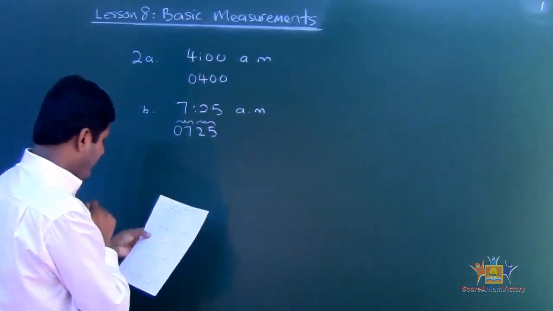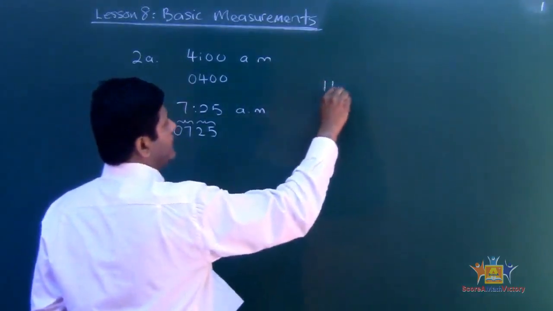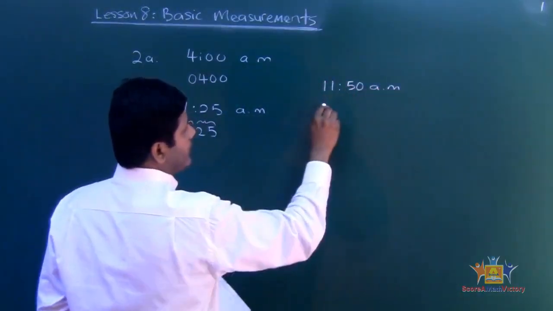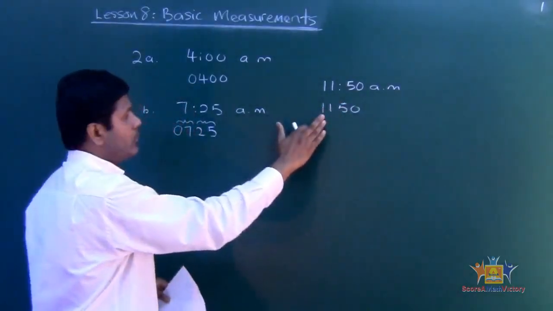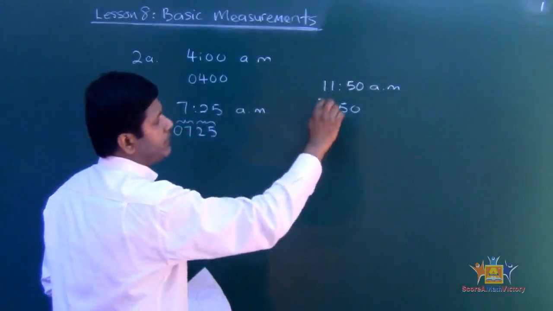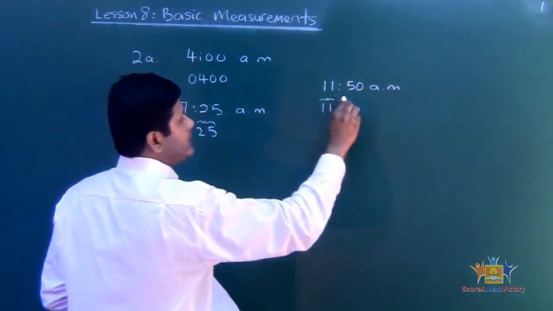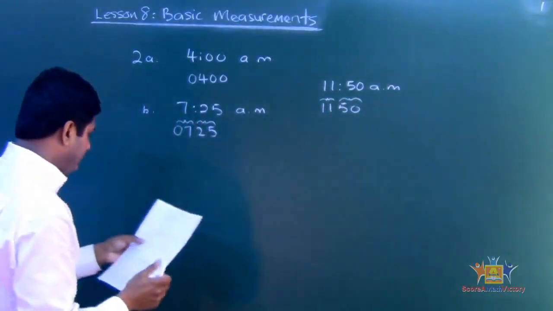Let's say, for example, I had given you 11:50 a.m. Now I can write down 11:50. See that? I don't have to put the 0 because the 11 already takes up the 2 digits designated for the hour, and 2 digits are designated for the minute. Okay, let's look at C.